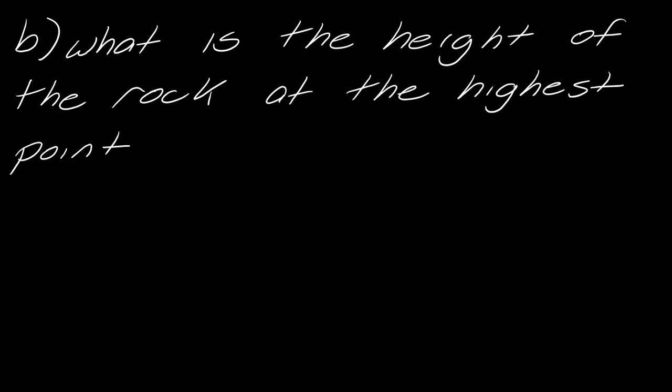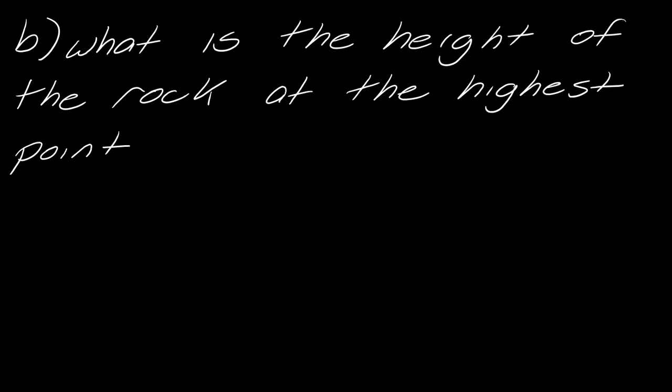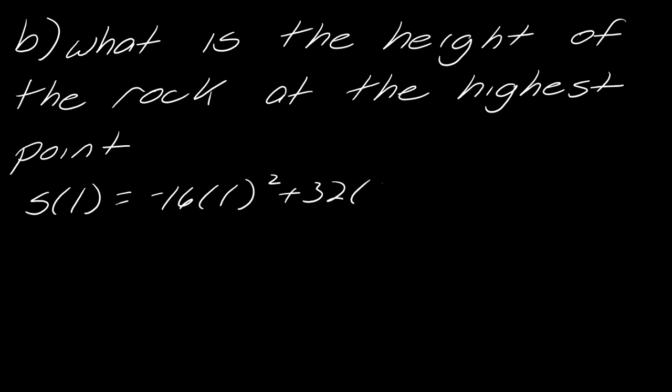And then the next question is, what is the height of the rock at the highest point? So this is where you have to go back and understand this function. The height is given by this function, where t is the amount of time, and if I plug that in, that gives me the height. So really all I have to do for this question is plug in that 1. So this will be negative 16 times 1 squared plus 32 times 1 plus 48. And if I plug all of that in, I get 64 feet.